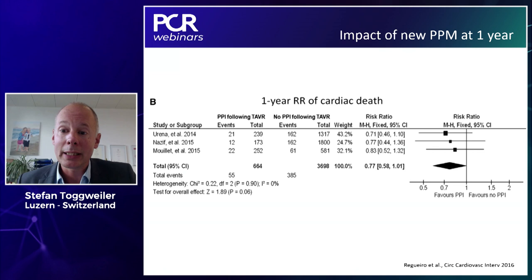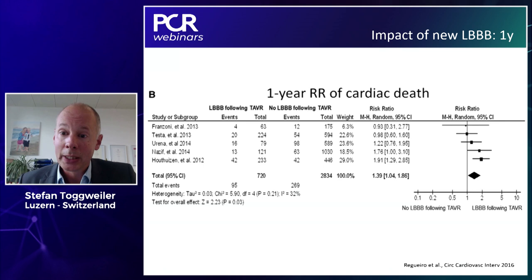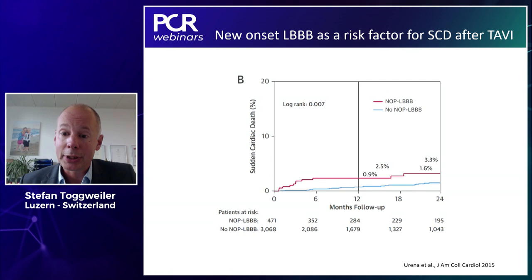So it appears that the pacer can also prevent delayed sudden cardiac death. Now, let's look at the impact of new left bundle branch block. And here we can see that new left bundle branch block is associated with an increase in cardiac death, as you can see here, 40% increased.